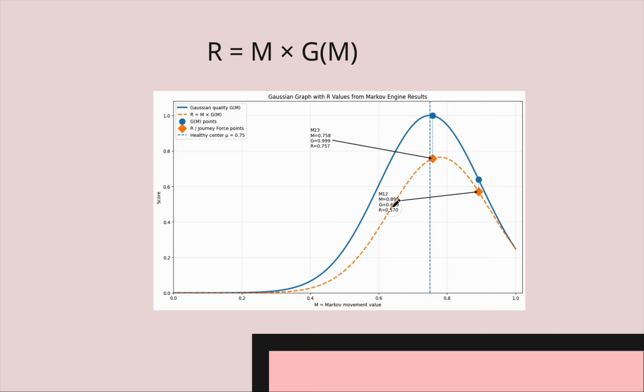And the force for the customer to move from state 1 to state 2 is 0.75, which is close to 1. It means it's a very healthy movement. And the force for the customers to move from state 2 to state 3 is 0.57, which is a healthy movement as well.